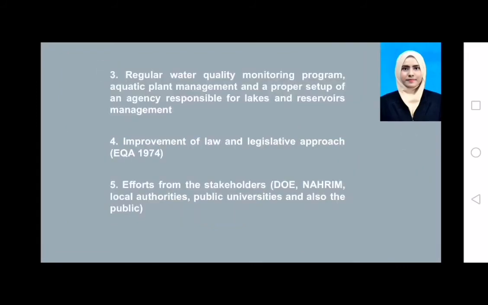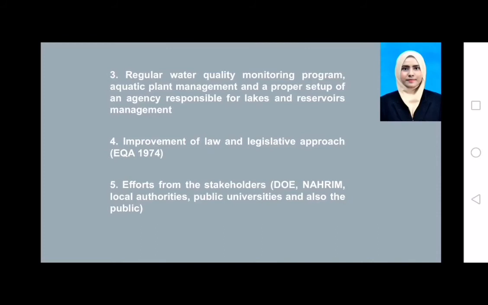Other strategies that can be implemented to overcome these phosphorus toxicity issues are a regular water quality monitoring program, aquatic plant management, and also a proper setup of an agency responsible for lakes and reservoir management. Apart from that, the law and legislative approach is also needed in handling this phosphorus pollution. However, several aspects of the current EQA 1974 need to be improved and its application needs to be strengthened.